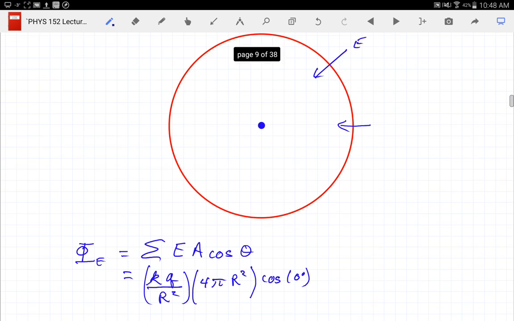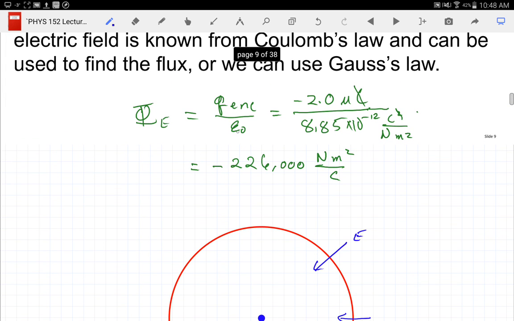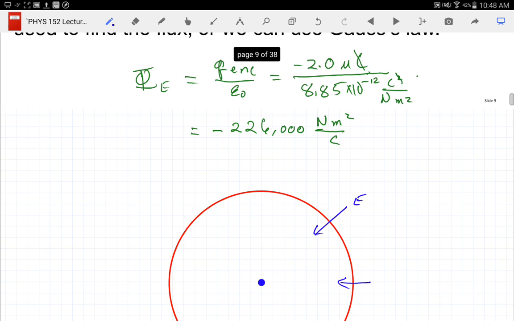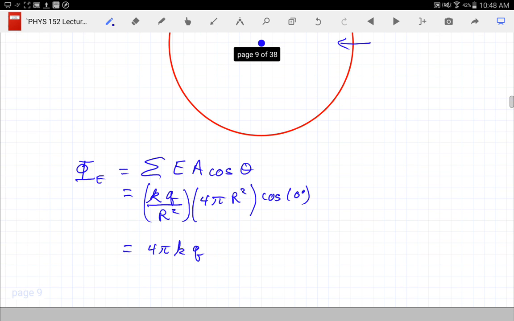Now that does not look exactly the same as q enclosed over epsilon 0, right? But it is exactly the same. Because by definition, k was equal to 1 over 4 pi epsilon 0. And so if I put in that definition for k, the 4 pi's cancel, and it's exactly the same equation.